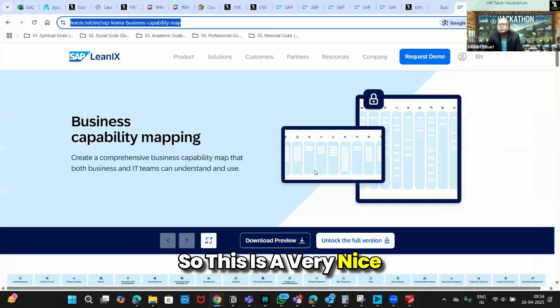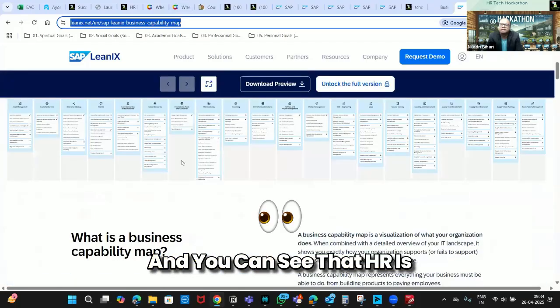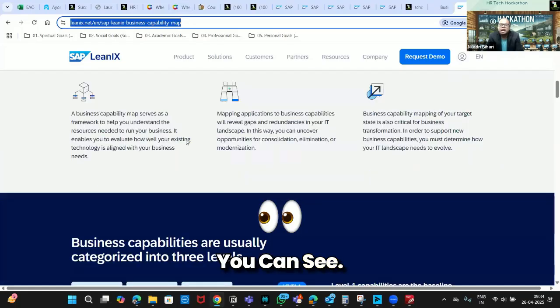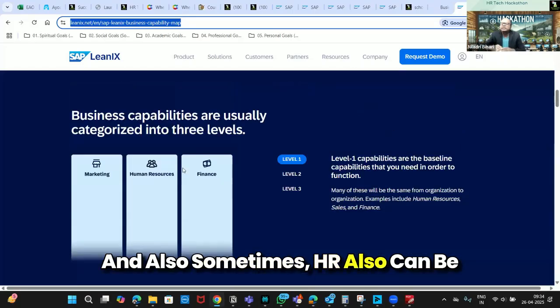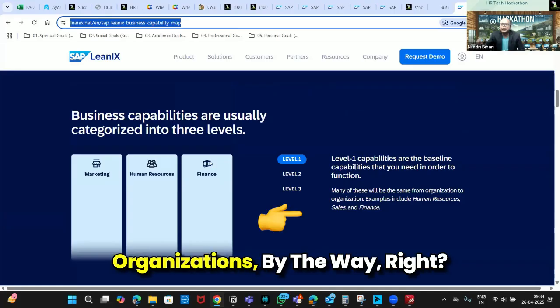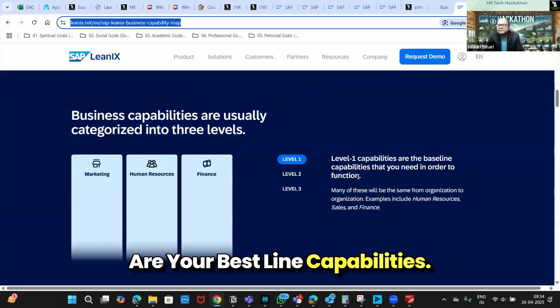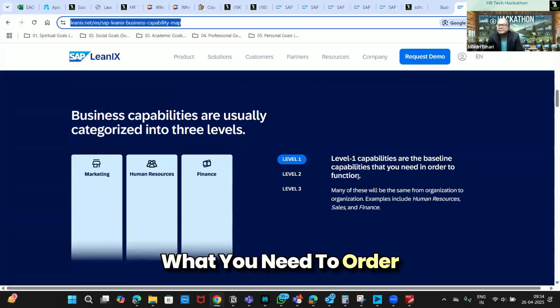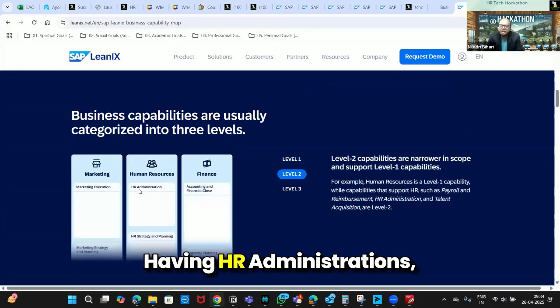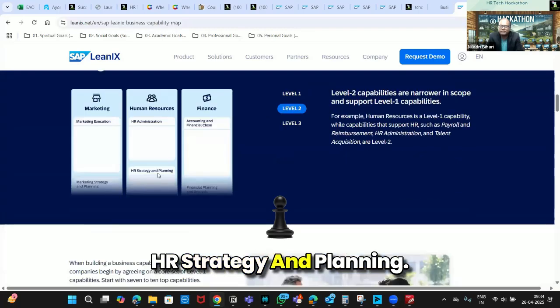This is a very nice job done by SAP, and you can see that HR is one of those capabilities. Sometimes HR can also be an L1 capability, depending upon your organization. In this example, L1 capabilities are your baseline capabilities, what you need in order to function. If you go to level 2, under HR we will have HR administration, HR strategy and planning, like this.